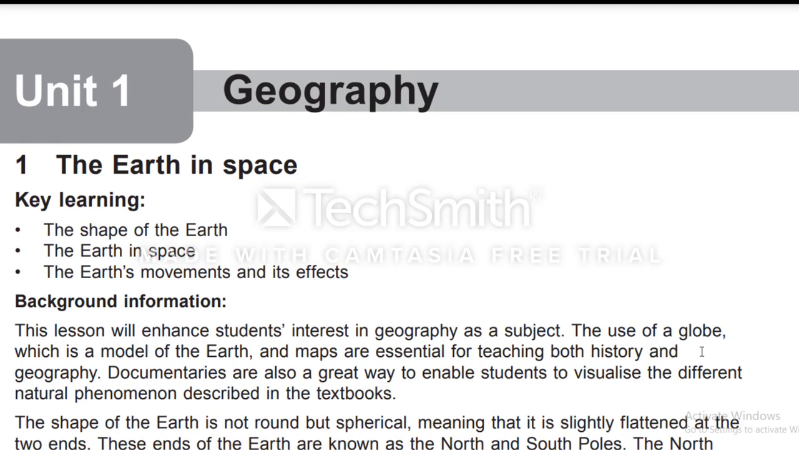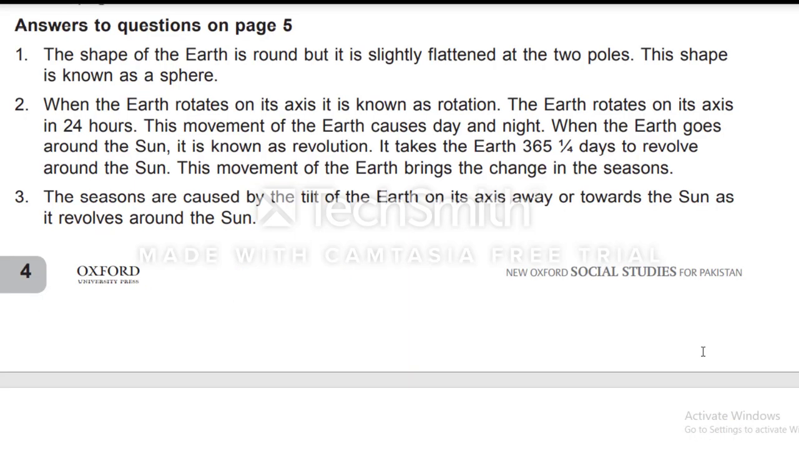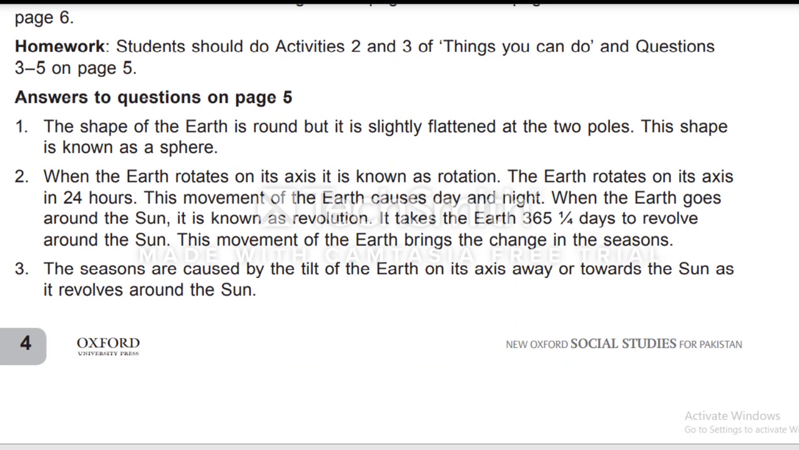Today we will solve the exercises of geography grade 4, earth and space. After reading the chapter you will solve the questions at page number 5. So our key learning points are the shape of earth, the earth in space, and the earth's movement and its effects. Answer to the questions on page number 5.